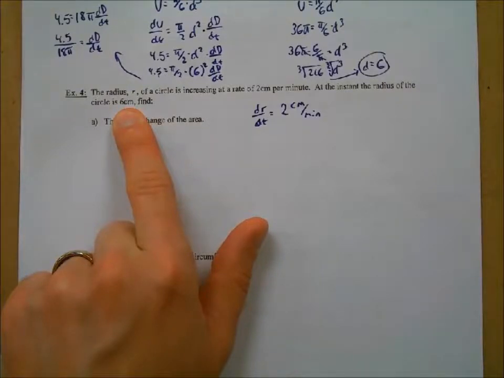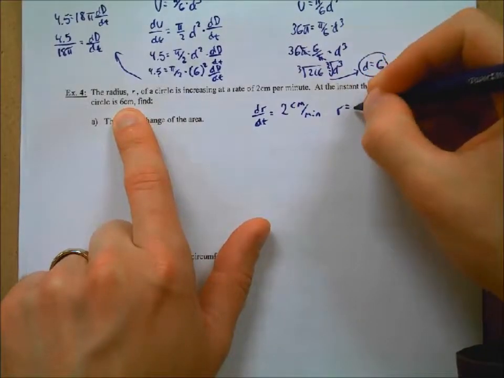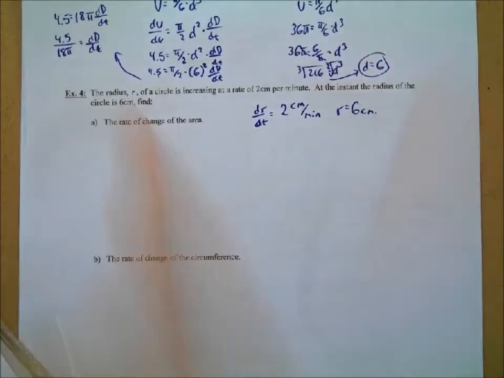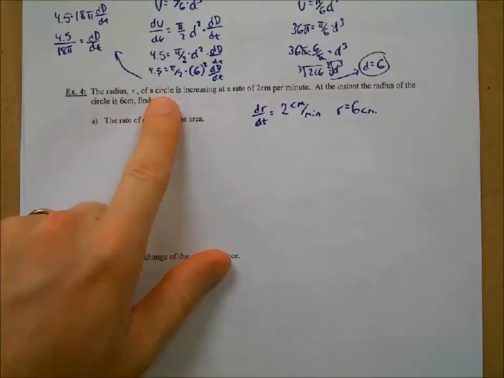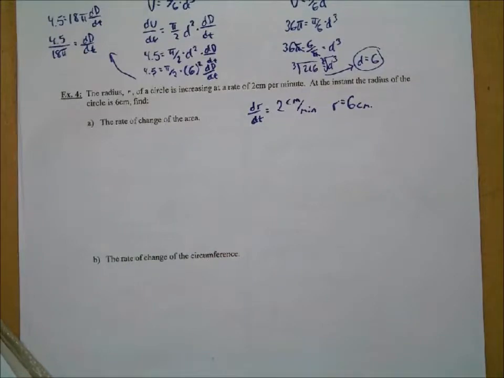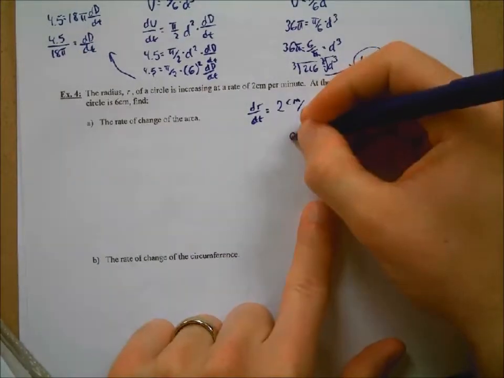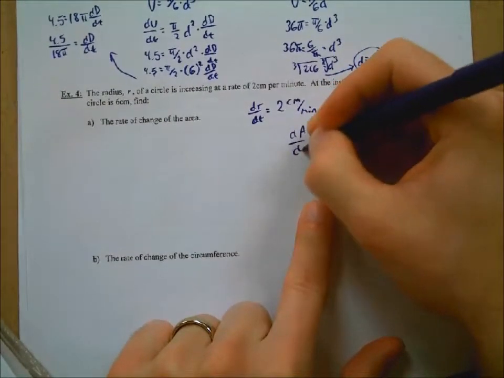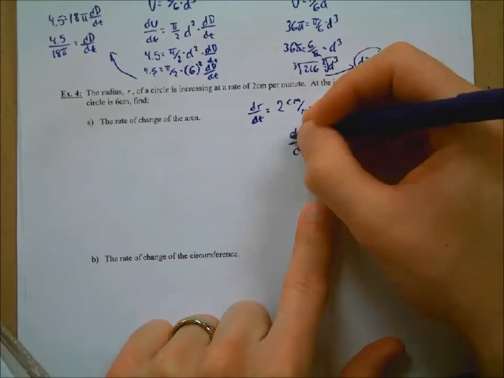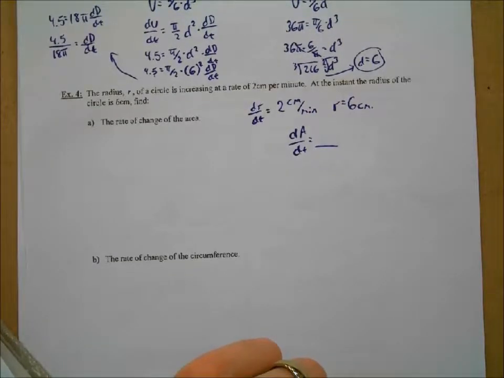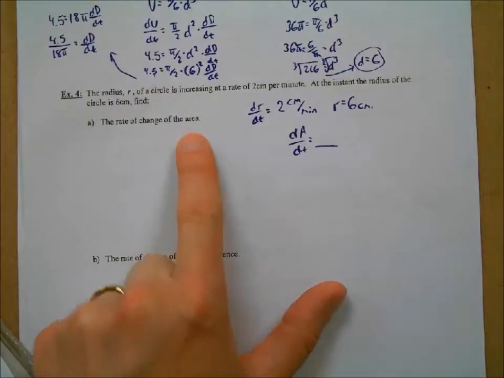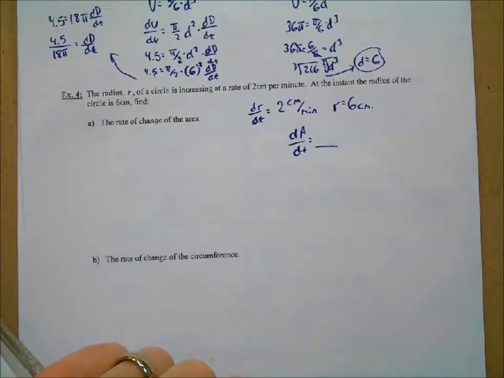What is 6? Radius. So r is 6 centimeters. Okay. We're talking about a circle, and we want to find the rate of change of the area. So that means what quantity are we trying to find? dA over dt equals what? That's our blank. So what is a formula that we can use to find the rate of change of the area of a circle?